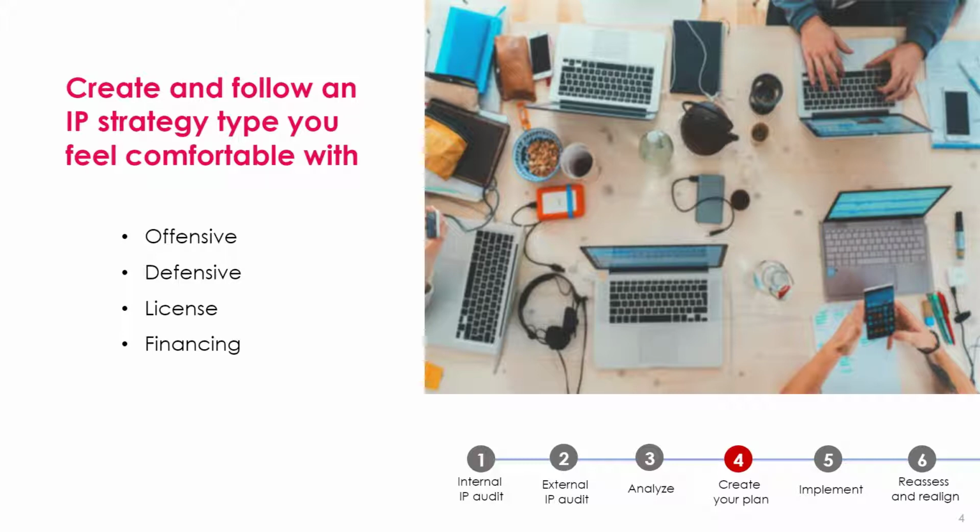For example, some companies have a business goal to reach market leadership. They file for and enforce their IP rights to block competitor growth. This is called an offensive strategy and usually involves a large IP portfolio and a legal budget to maintain and enforce the rights.